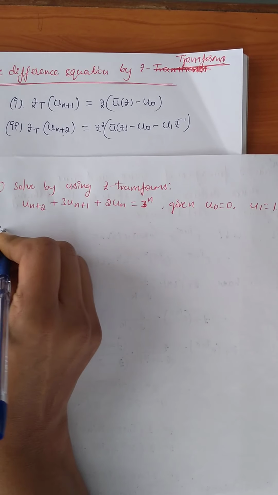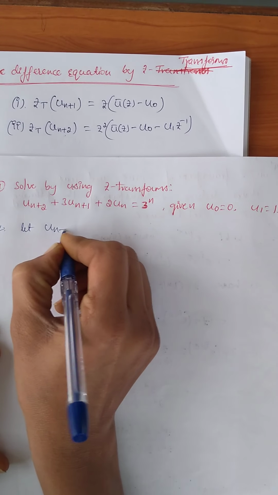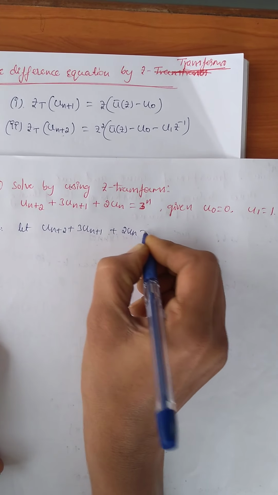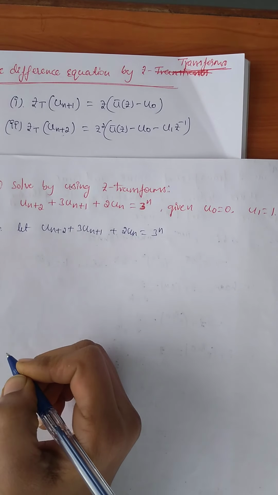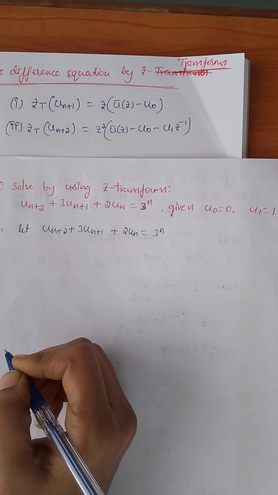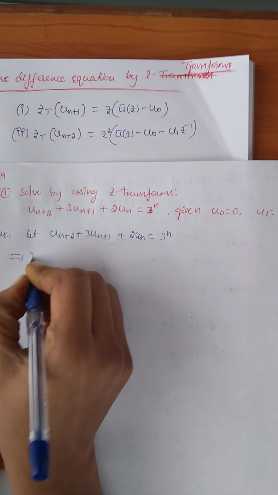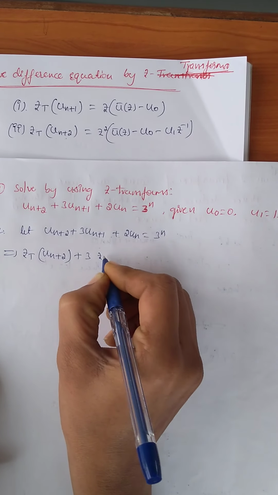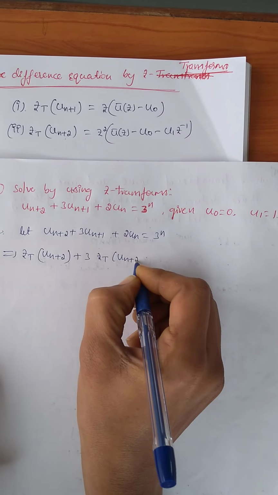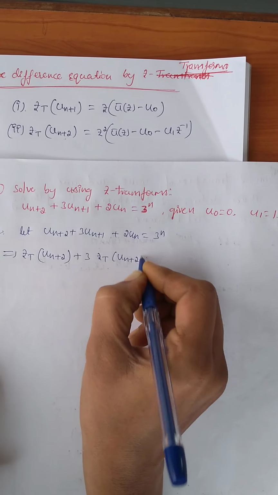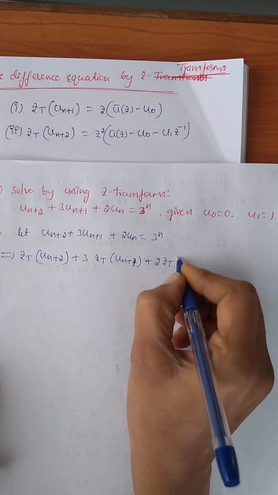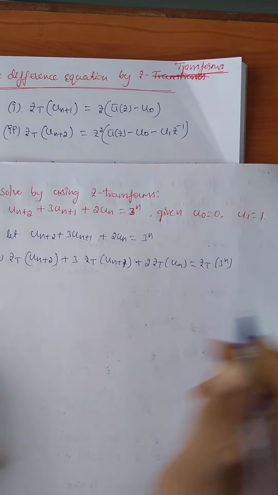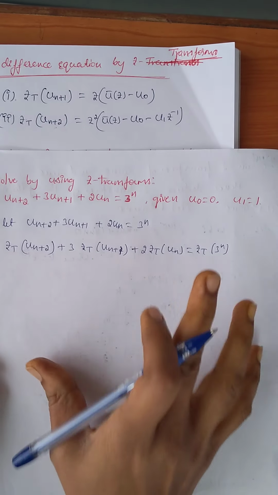The procedure: the given difference equation is u(n+2) + 3u(n+1) + 2u(n) = 3^n. First, we should take Z transform on both sides. We get Z transform of u(n+2), the first term, plus 3 is constant, Z transform of u(n+1), and the third term, 2 is constant, Z transform of u(n), and on the RHS, Z transform of 3^n. This is the first step: we take Z transform on both sides.